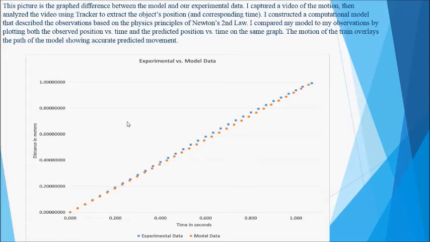I captured a video of the motion, then analyzed the video using Tracker to extract the object's position and corresponding time. I constructed a computational model that described the observations based on the physics principles of Newton's second law. I compared my model to my observations by plotting both the observed position versus time and the predicted position versus time on the same graph. The motion of the train overlays the path of the model, showing accurate predicted movement.